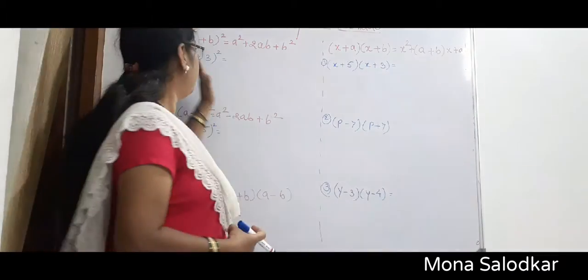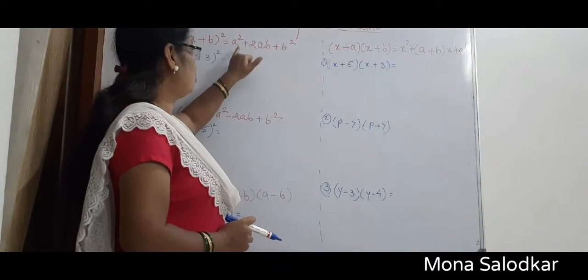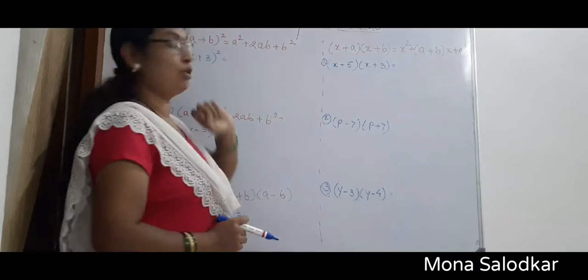First formula is (a plus b) square. What is the (a plus b) whole square? What is the formula? a square plus twice ab plus b square. Now let's see one of the example.